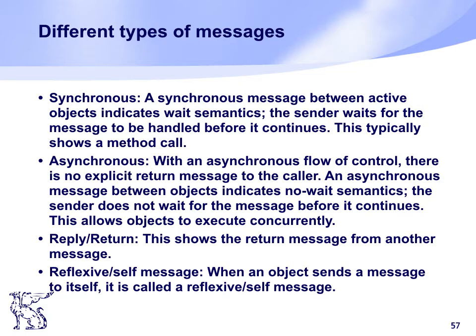And the next one is the reflexive or self message. While you draw your sequence diagram, you might have scenarios where an object needs to send a message to itself. Such messages are called self messages or reflexive messages, and they are represented by a U-shaped arrow.